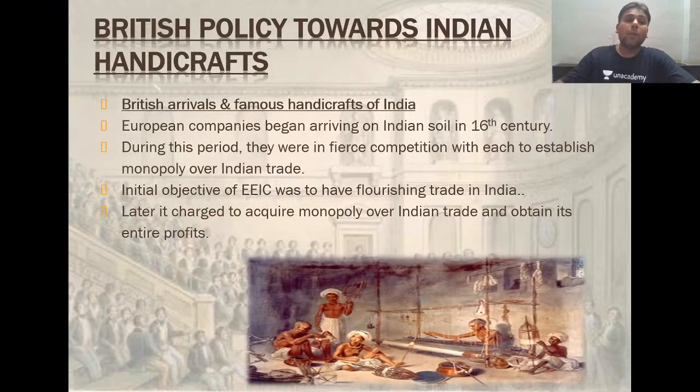Okay, so this is all about drain of wealth. Now let us understand Britishers' policies toward India's handicraft.